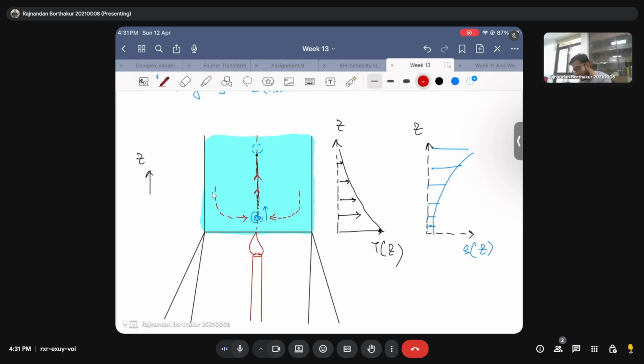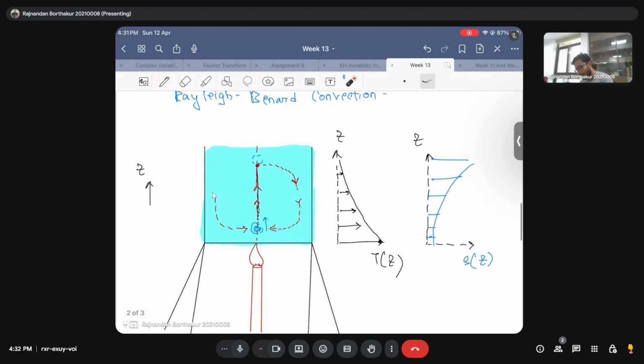Okay, and then you can sense that when this particle reaches above, its density will increase, and it will see that, okay, I cannot stay here anymore, so it will again try to come down through the path. So you see there is a circulation cell that is being developed, and these circulations are known as Bénard cells.